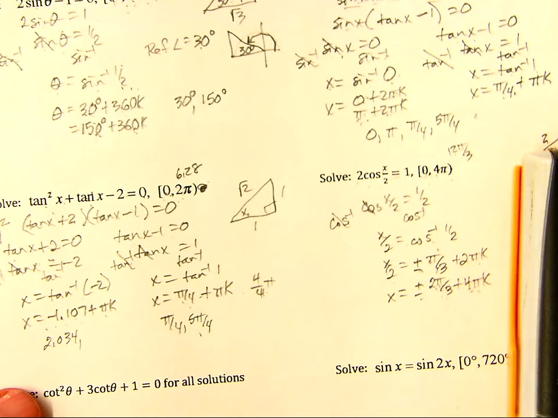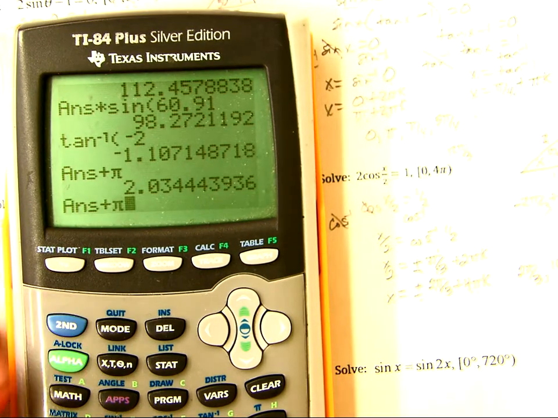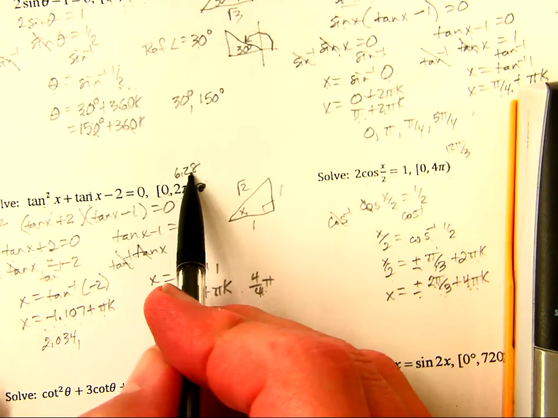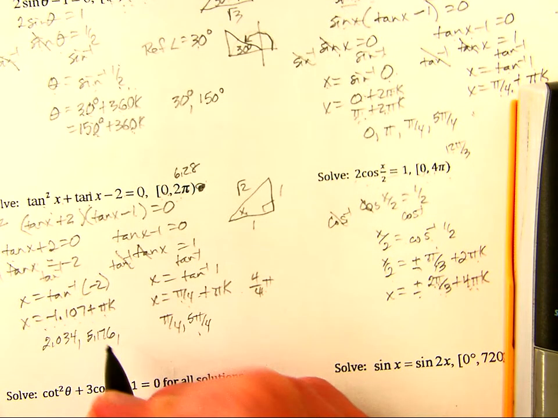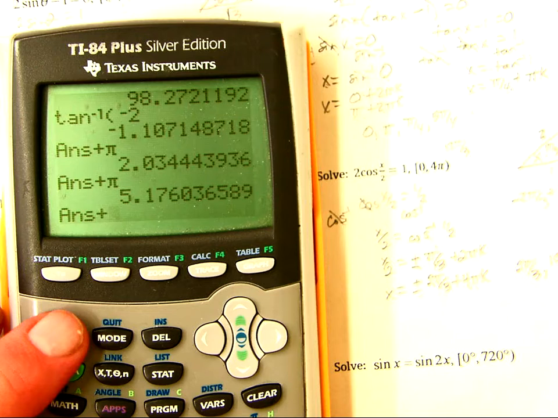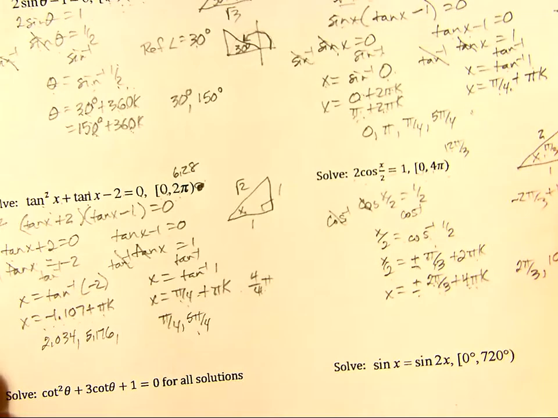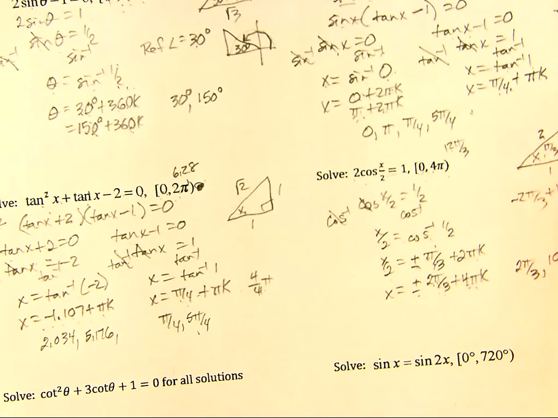What if we add pi again? So while that's still on your calculator, hit plus pi. I get 5.176. Well, that's smaller than 6.28, so that fits, 5.176. If we add pi again, now I get 8.317. Well, we're only going up to 6.28, so those are our 4 answers. Okay?